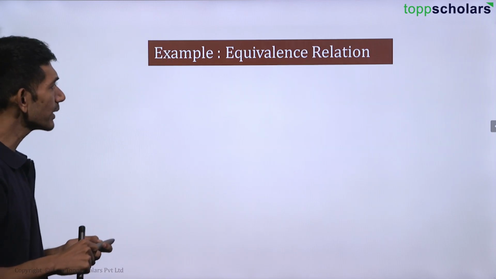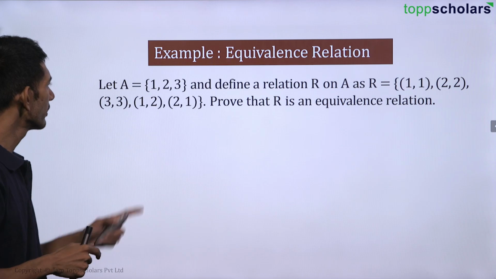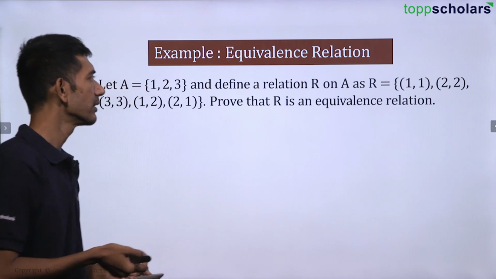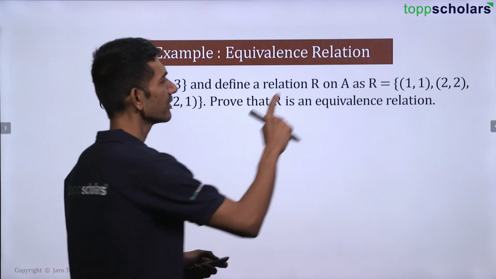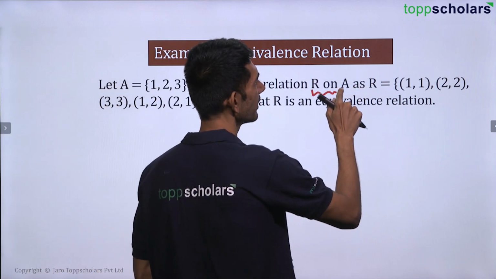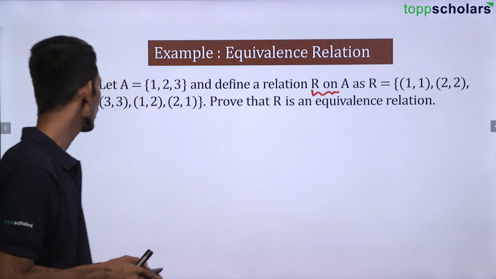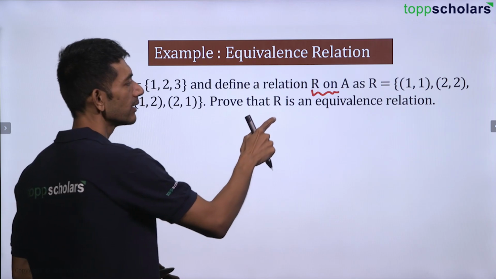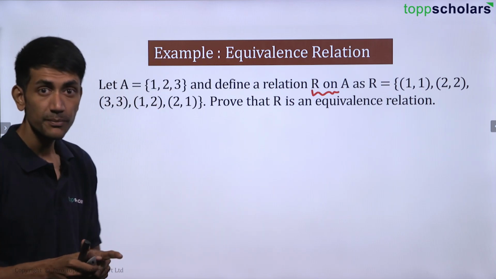Now let us have a look at a question based on equivalence relation. The question says, let A be a set of 3 numbers 1, 2, 3 and a relation is defined on set A as R is {(1, 1), (2, 2), (3, 3), (1, 2) and (2, 1)}. We are supposed to prove that R is an equivalence relation.